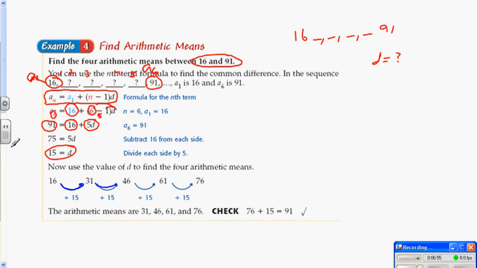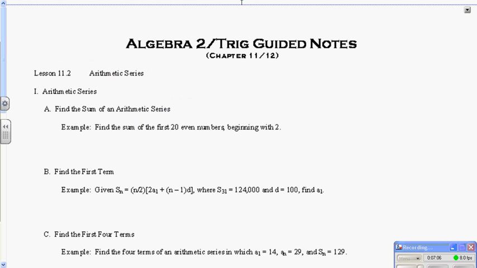Okay, so once we know D, then we can use that information to leapfrog from one term to the next and find our missing pieces. And this ends lesson 11.1.